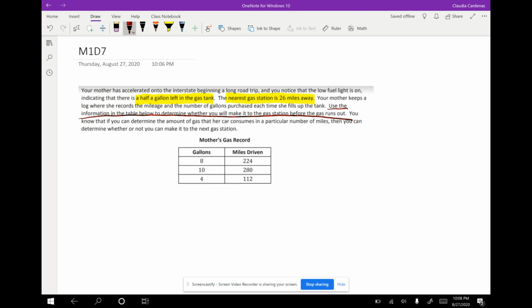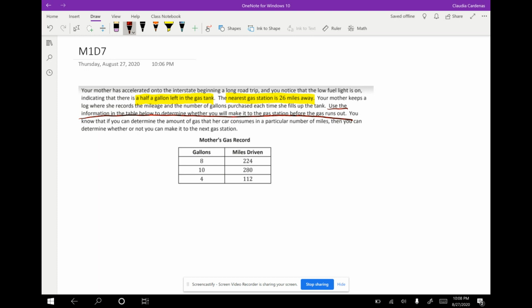All right, so they gave us a table. So we're going to continue using this as our draw portion of redraw, right? And we're looking at the two things that we are comparing in this problem. So I underlined some information, but particularly in the table, we are comparing gallons and miles driven. So what is the problem asking us to find again? I underlined that statement saying that it wants us to find out if our mother can make it to the next gas station with the amount of gallons she has now.